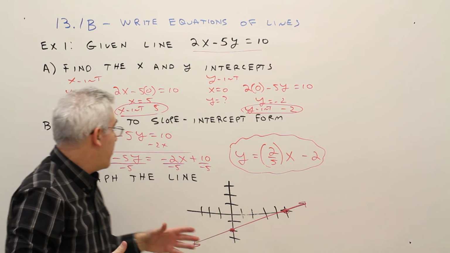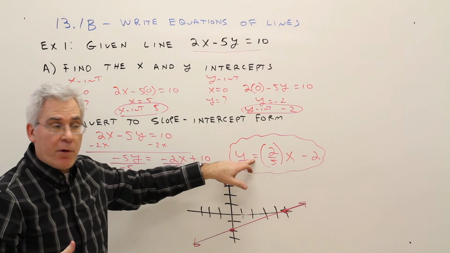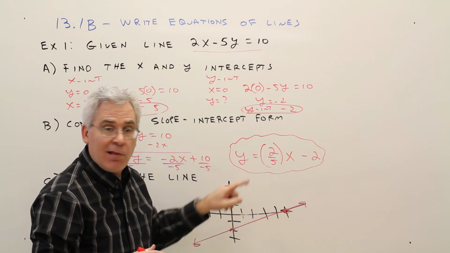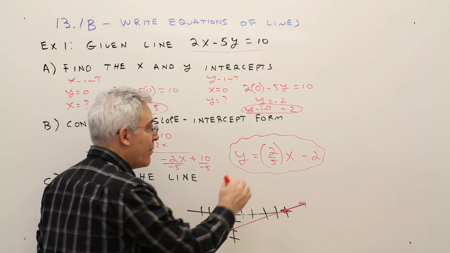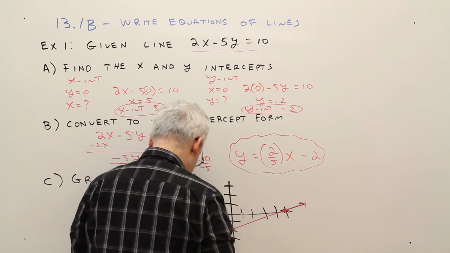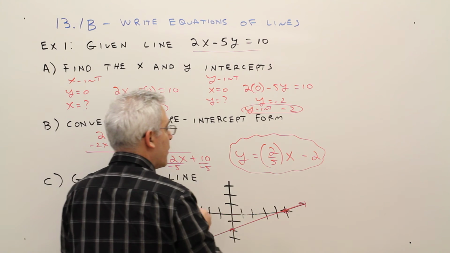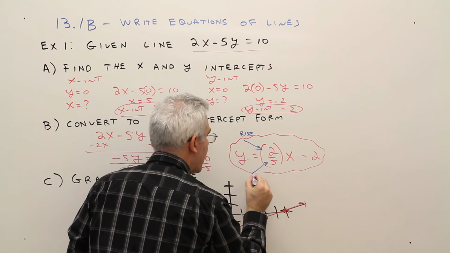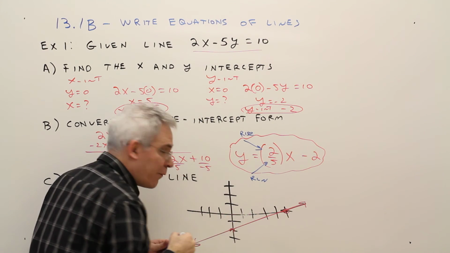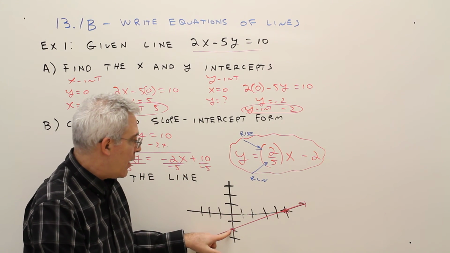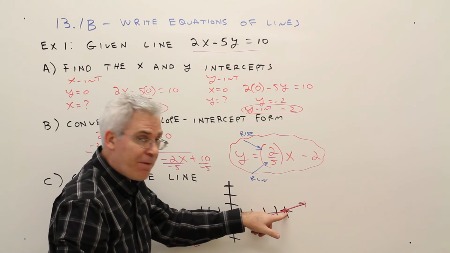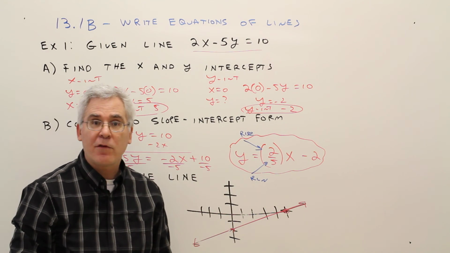Another way of doing it would have been to use the slope-intercept form. The y-intercept is negative 2. The slope is 2 over 5. Remember, that's the rise over the run. So this is the rise, and that is the run. So I start from that point, negative 2. I go up 2 units and over 5 units. And then I connect the points to make a line.